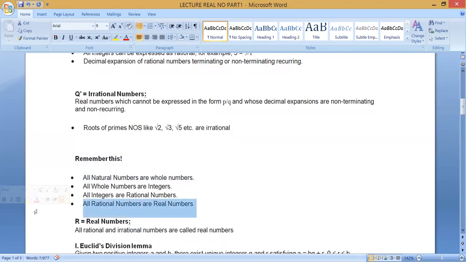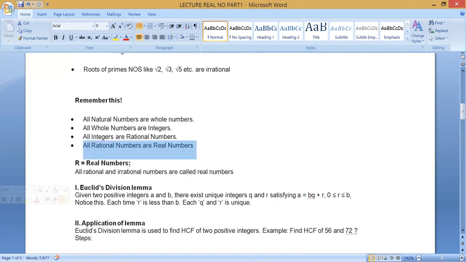Remember this: all natural numbers are whole numbers. Whole numbers are integers. All integers are rational numbers. All rational numbers are real numbers. So here one word comes, real numbers. When we talk about real numbers, all rational and irrational numbers are called real numbers.